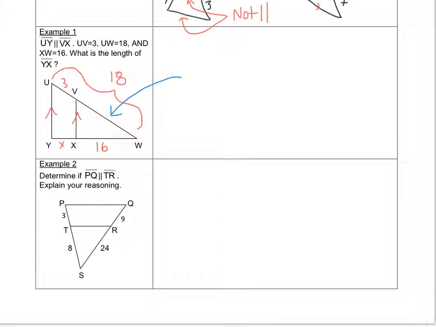Well, VW is going to be the whole length of 18 minus this little piece here. If you take this whole length and you take out that 3, you would get 15. That's why this side is 15. And that makes sense because if you added up 3 and 15, you would get 18, right? Okay, now since I know that these two lines are parallel, then because of the triangle proportionality theorem, I know that this side divided by this side should equal this side divided by that side. Piece divided by piece equals piece divided by piece.